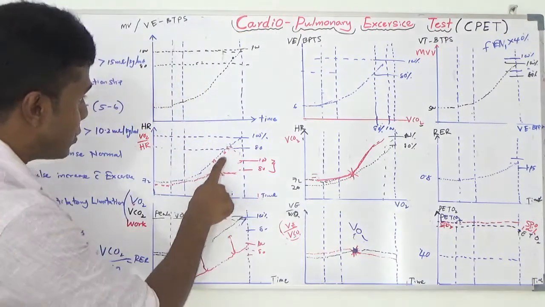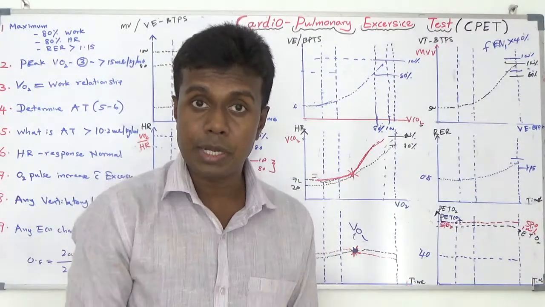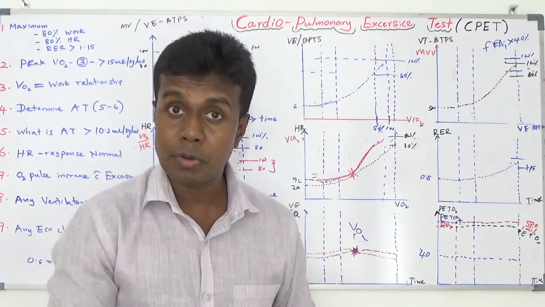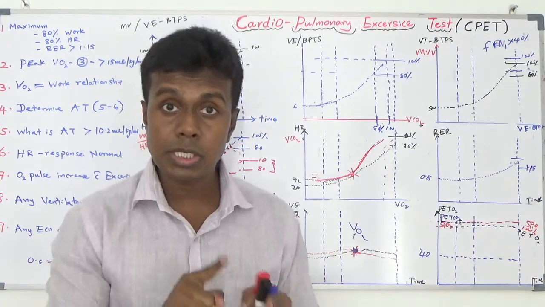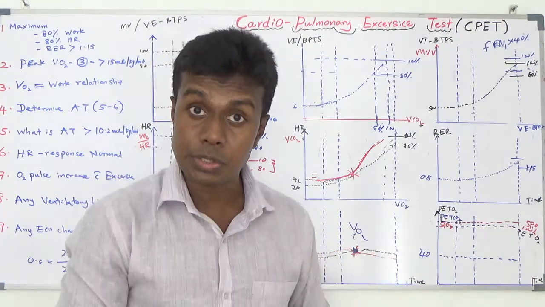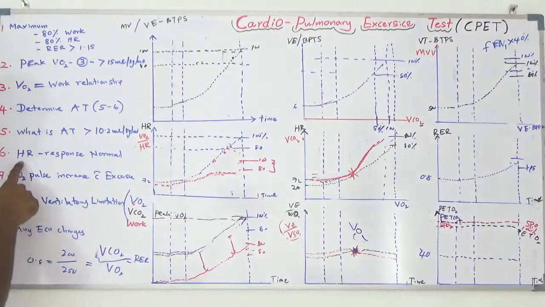If I do not achieve this much heart rate, it may be due to, as I already told, sometimes athletes do not achieve it. Sometimes patients on beta blockers, not achieving. Sometimes patients with heart failure, not achieving. Sometimes patients with sick sinus syndrome, not achieving. So you have to check whether the heart rate response is normal.